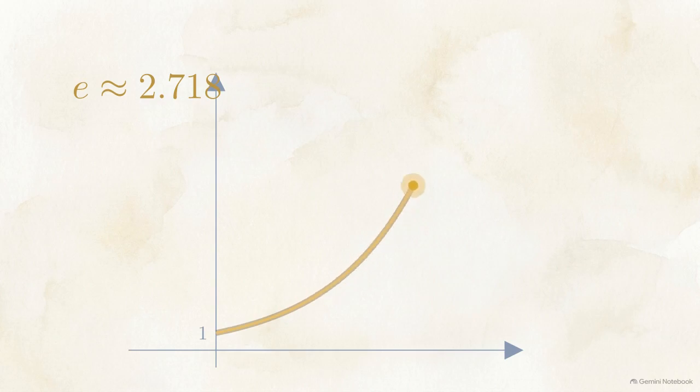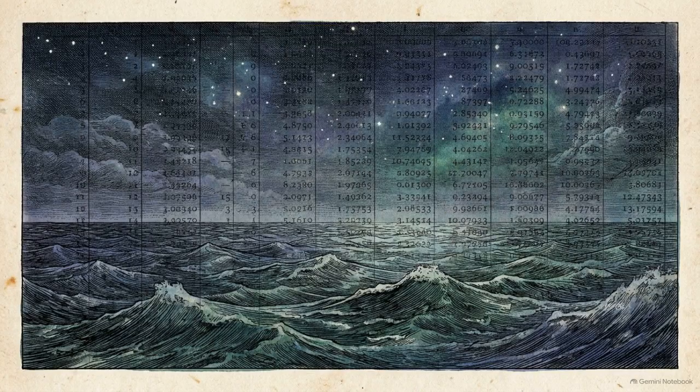This sweeping curve shows what e represents, the specific rate at which things in nature grow and expand. Before digital screens, these printed numbers gave people a reliable way to calculate the behavior of the physical world.